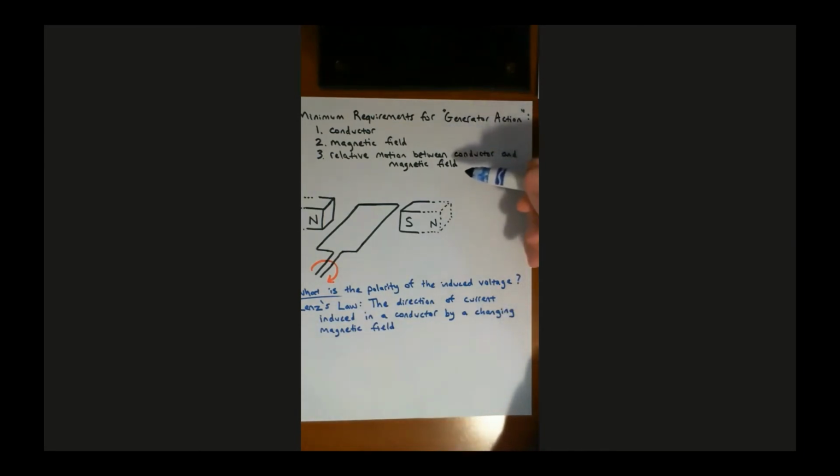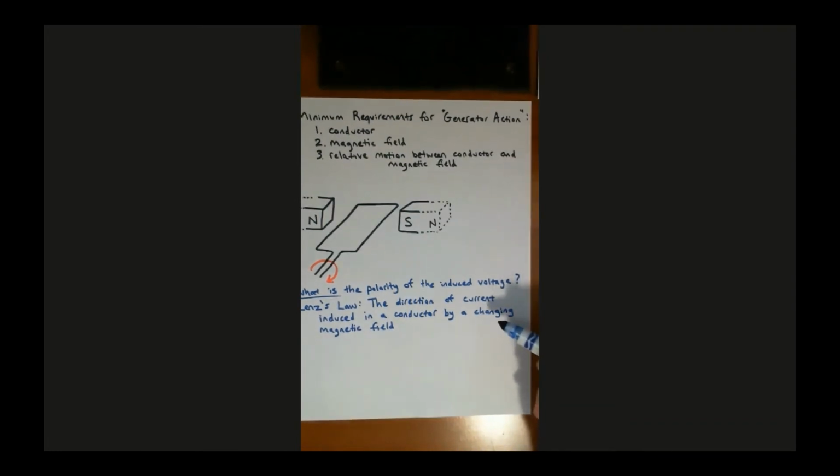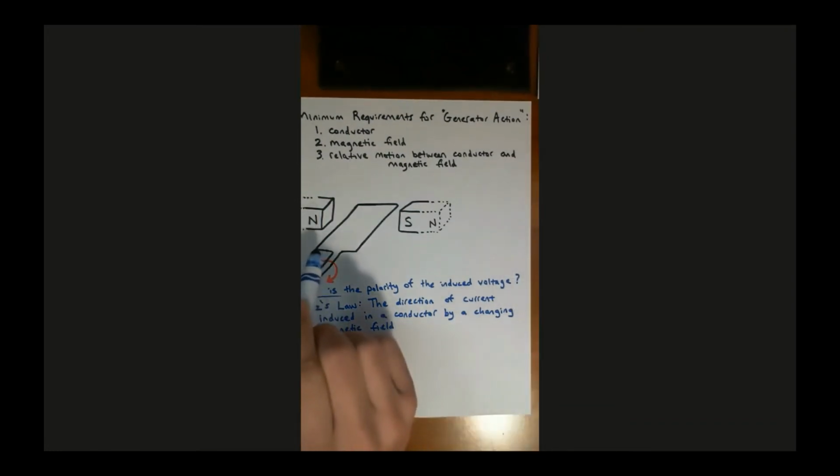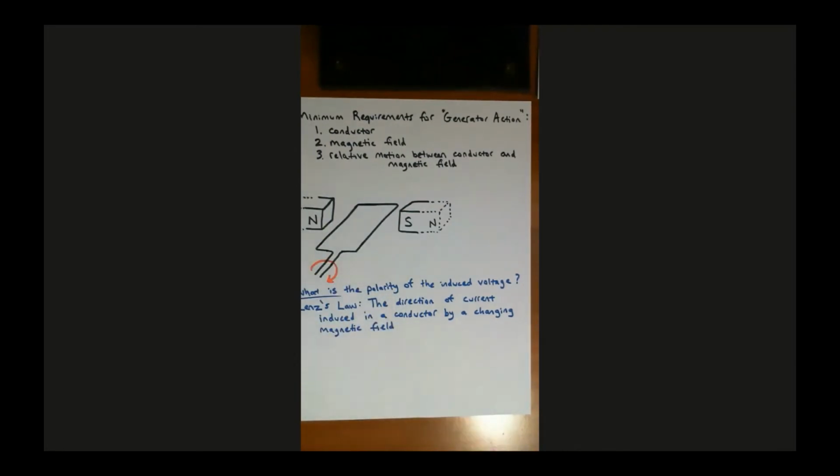Or I guess more specifically, the relative motion is giving us a changing magnetic field. That's a better way to put it. When we have relative motion in a generator, that relative motion between the conductor and the magnetic field is giving us a changing magnetic field. So the changing magnetic field experienced by this armature is caused by its rotation. It only has a changing magnetic field if it's rotating. If it's not, then it doesn't have a changing magnetic field.